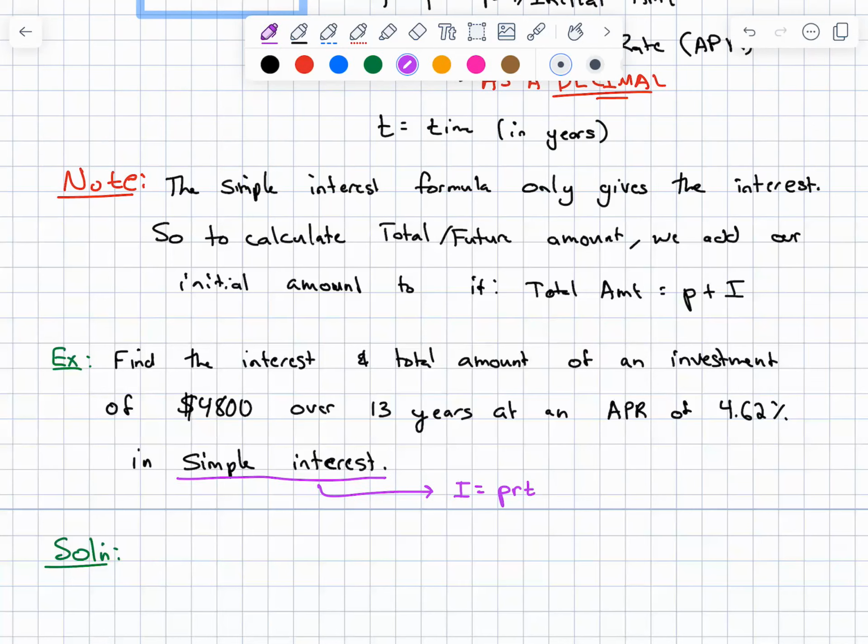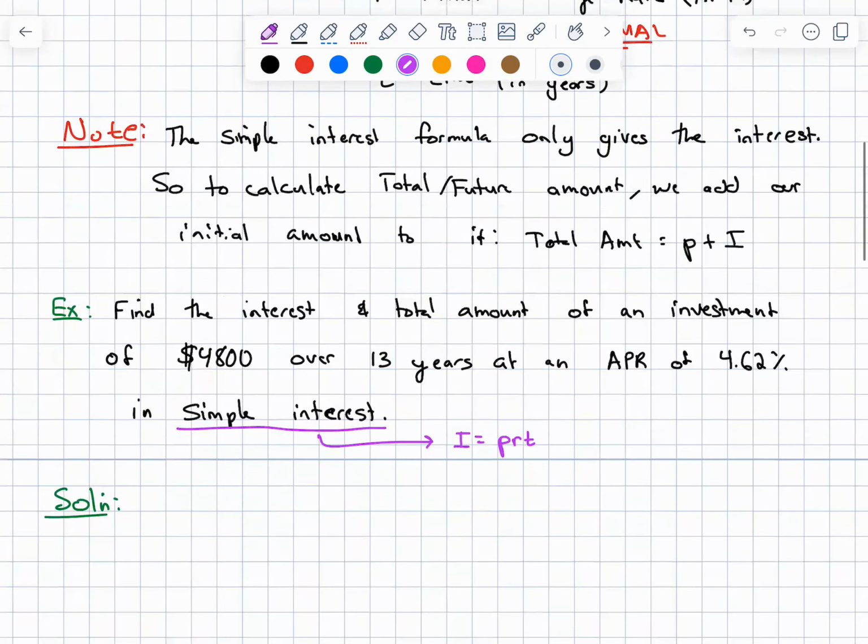Will there ever be a problem where it's not specified? No, it should always be listed. You'll either see the word simple or compounded. Okay, so we never have to assume it's compound if it's not simple. Yeah, exactly right.